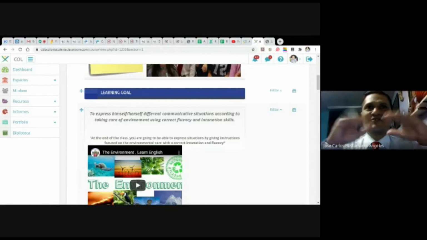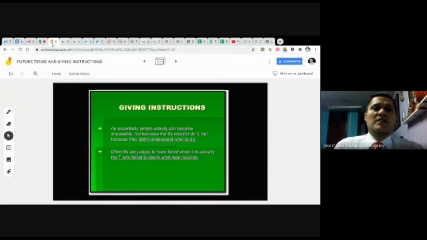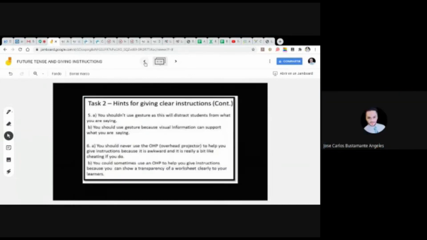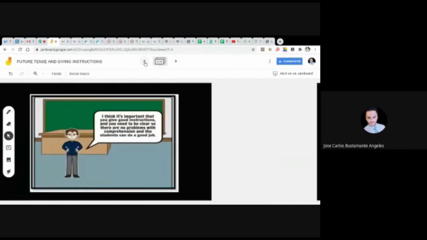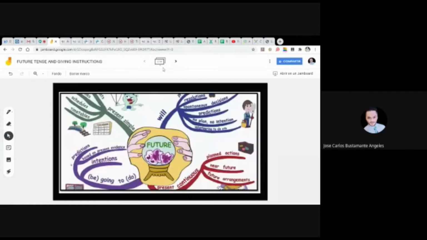And so today the class is about giving instructions, but let's take a little review. Let's go backwards a little bit and talk once again of our best friends, the future tenses. Great. We're going to use one of our resources, Jamboard. The title of today is future tense and giving instructions. We're going to make it very quick because it's just a reminder about the future tenses.